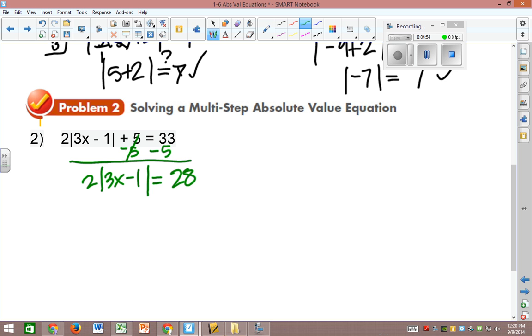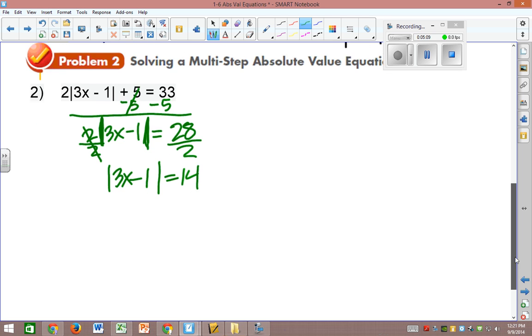No, those absolute value bars are like prison bars. You may not go through them. Not with a negative sign, not with a number, so get rid of the 2 by dividing. So now we have absolute value of 3x minus 1 equals 14. Absolute value is now isolated.